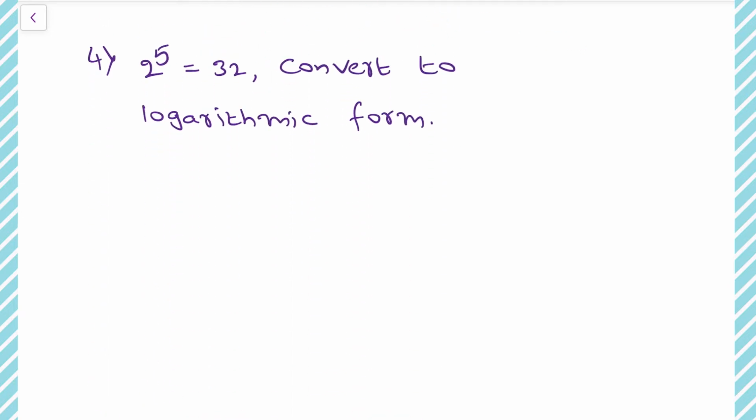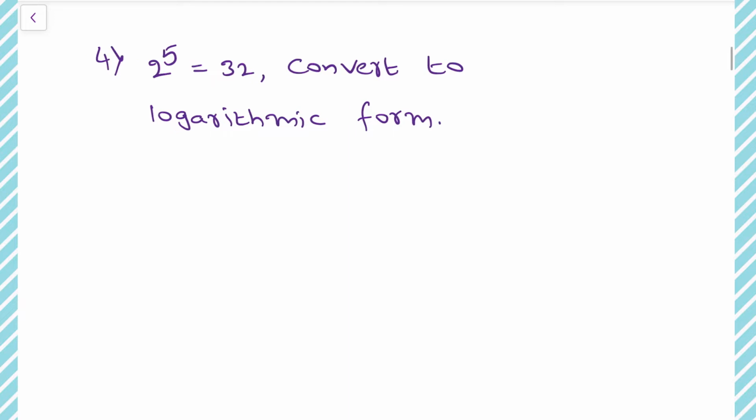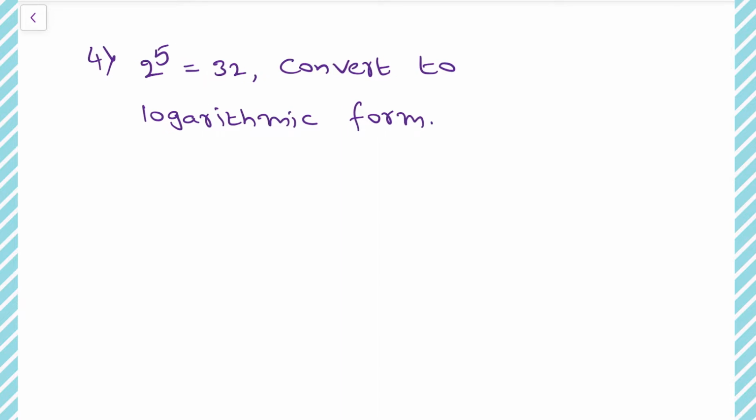Here the given question is 2 power 5 is equals to 32 and convert to logarithmic form. So here the given question is in the form of exponential form. Exponential form we need to convert to logarithmic form. It is a very easy question.